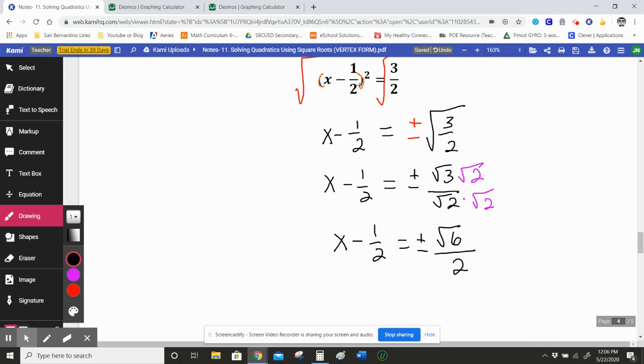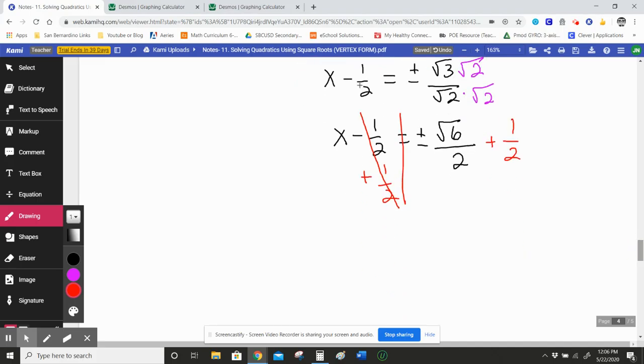Okay, finally, the next thing that I need to do is get the x by itself, so I have to add 1/2 to both sides. It looks kind of funky, I know, but all I'm doing is adding 1/2 to this side. The negative 1/2 and positive 1/2 cancel. Whatever I do to one side, I have to do to the other side, so I have to add 1/2 to this side as well. The great thing about this is that in order for us to add or subtract fractions, we have to have the same denominator, which we kind of already do, right?